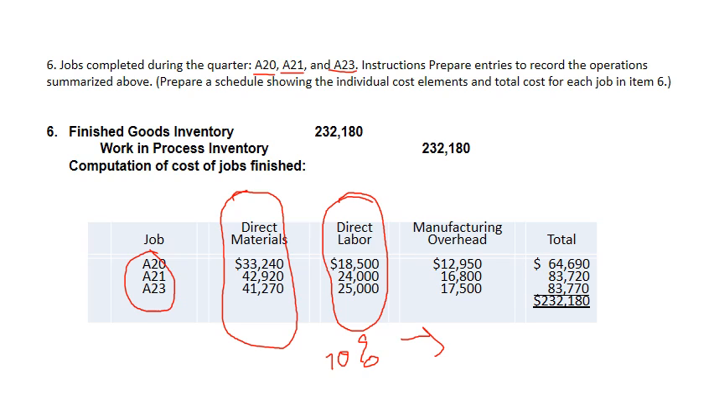So what it's saying is the cost of the jobs that are completed are these, and then that $232,180 is the value of the jobs that are completed, and we're going to take that out of work in process inventory and put it into finished goods. So those together are the costs of the jobs that have been completed.